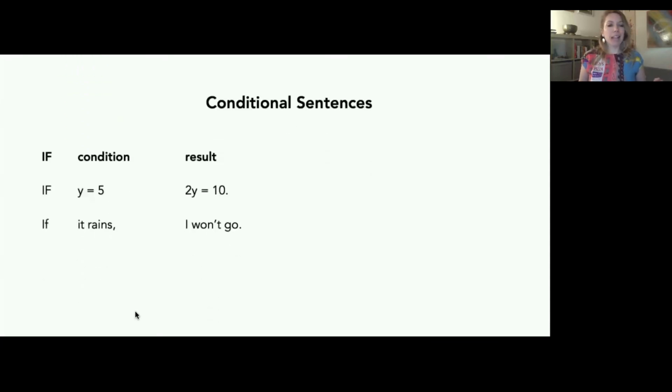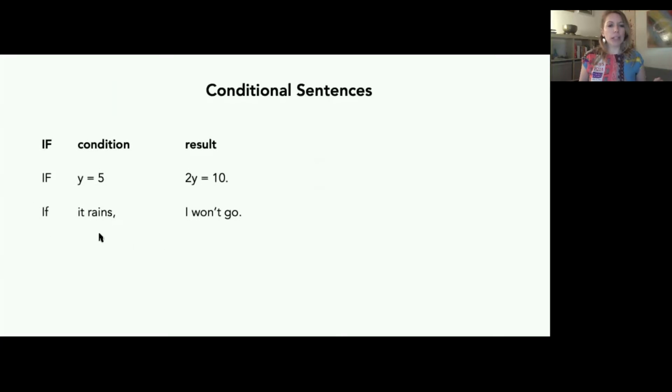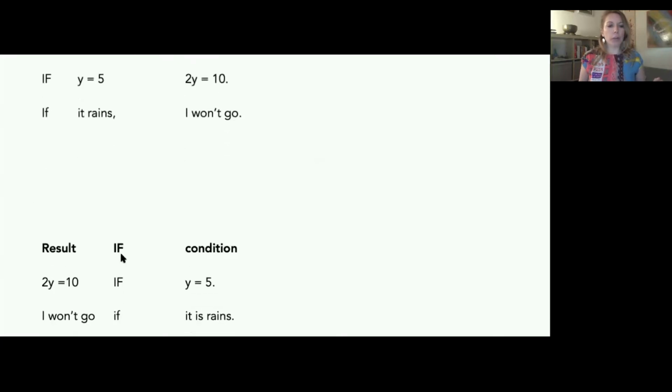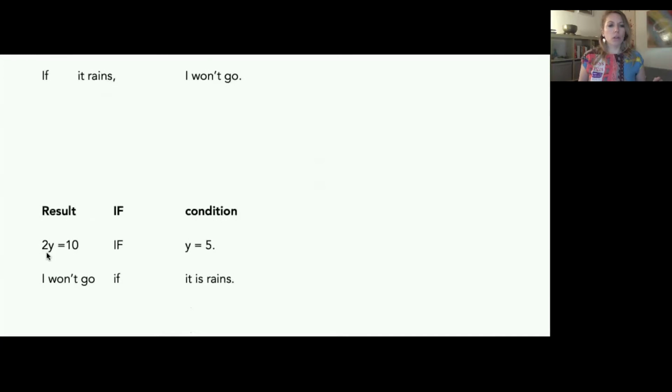Okay. And then we can also reverse this, right? We can start with the result, 2y equals 10, if y equals 5. Here's my result. I won't go if it, oops, there's a little mistake right there. Let me fix it. I won't go if it rains. Okay.